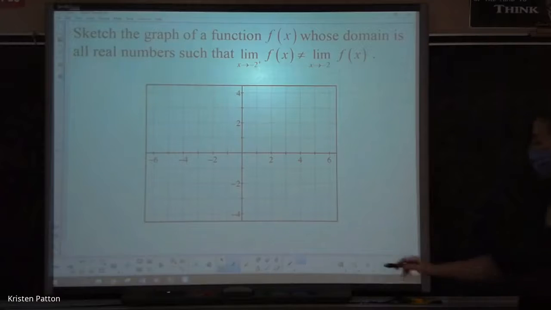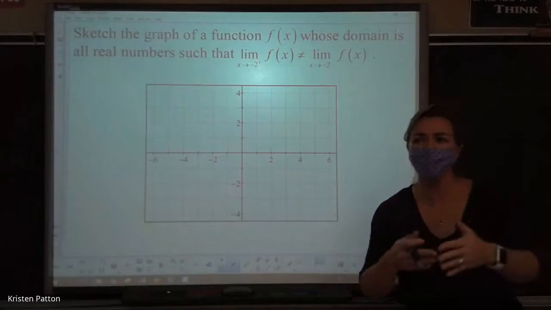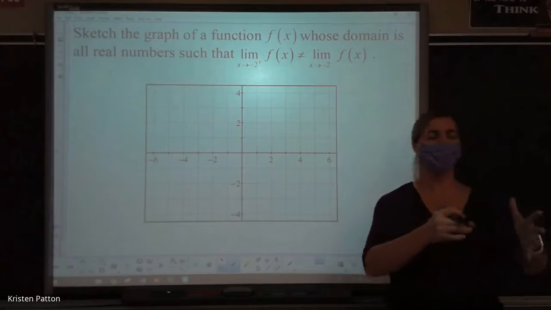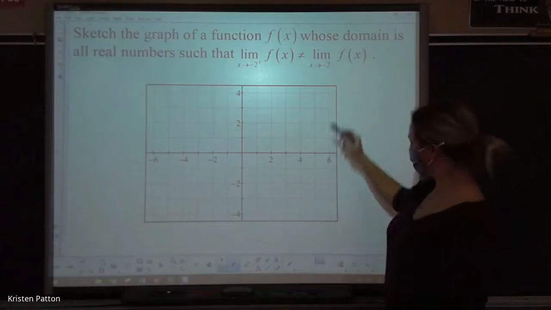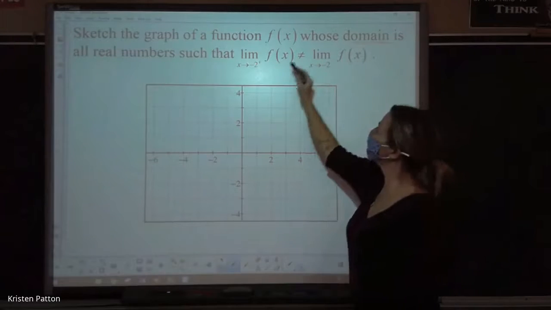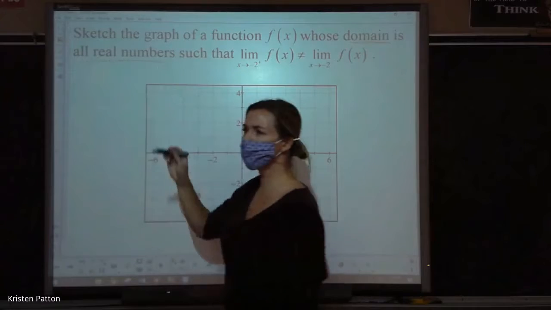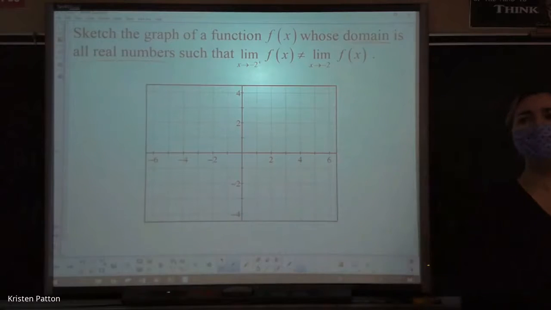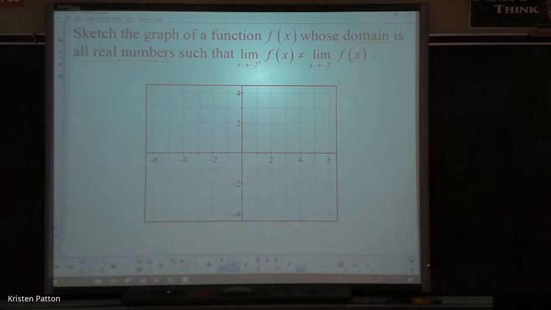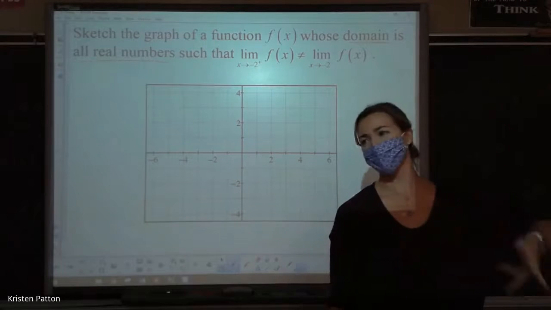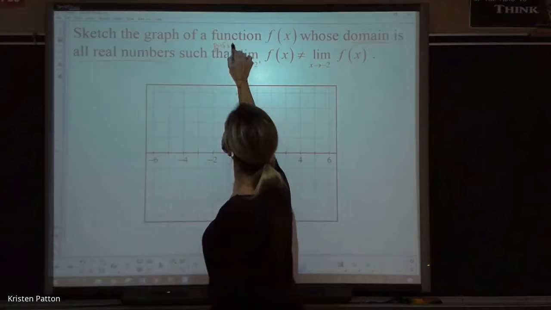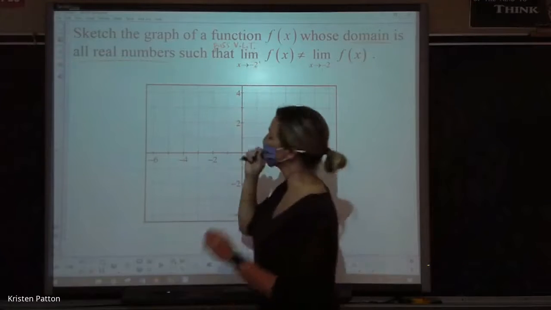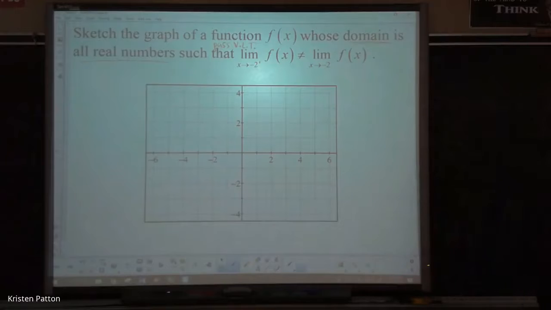Sketch the graph of a function. And first of all, I'm going to say a function. It doesn't say the function. Sketch the graph of a function, meaning there's probably more than one answer, whose domain is all real numbers. I'm going to stop there for a second. Two key words. The first one is a function. And we know if the graph is going to be a function, it has to pass the vertical line test. So I'm just going to jot that down. Pass the vertical line test. VLT, vertical line, I just made that abbreviation up.